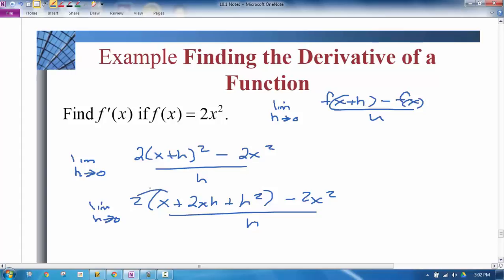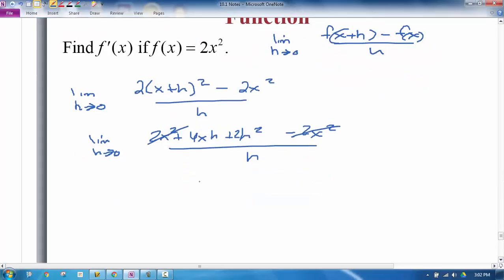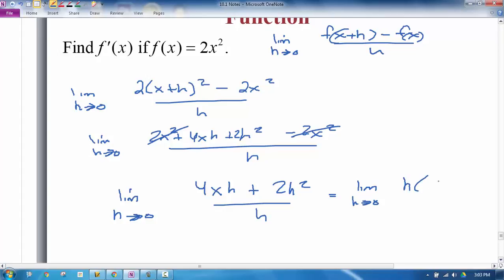All right, now when I distribute the 2, I'm just going to do this right here. This turns into 2x squared. This turns into 4xh, and this is 2h squared. Now, sorry, this is 2x squared. These cancel, and I'm left with 4xh plus 2h squared all over h. All right, now I can factor out an h, and I get h times 4x plus 2h, all divided by h.